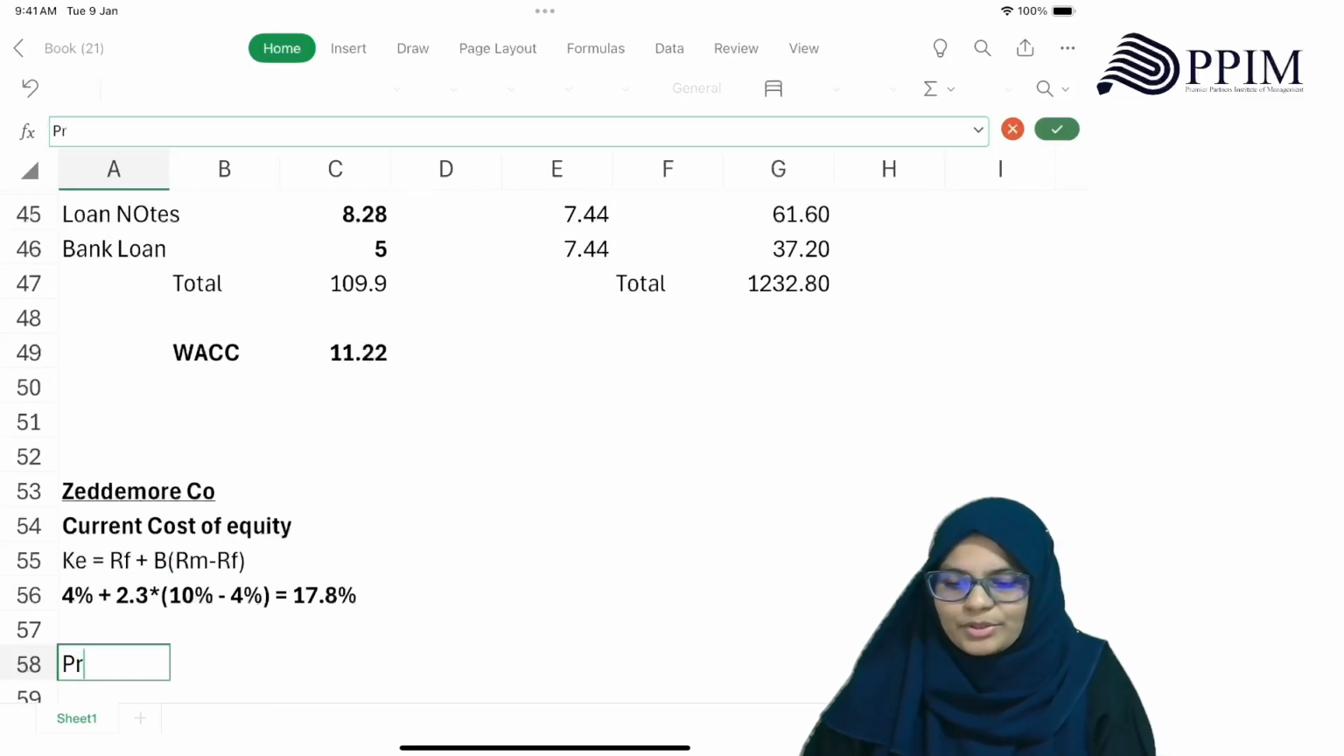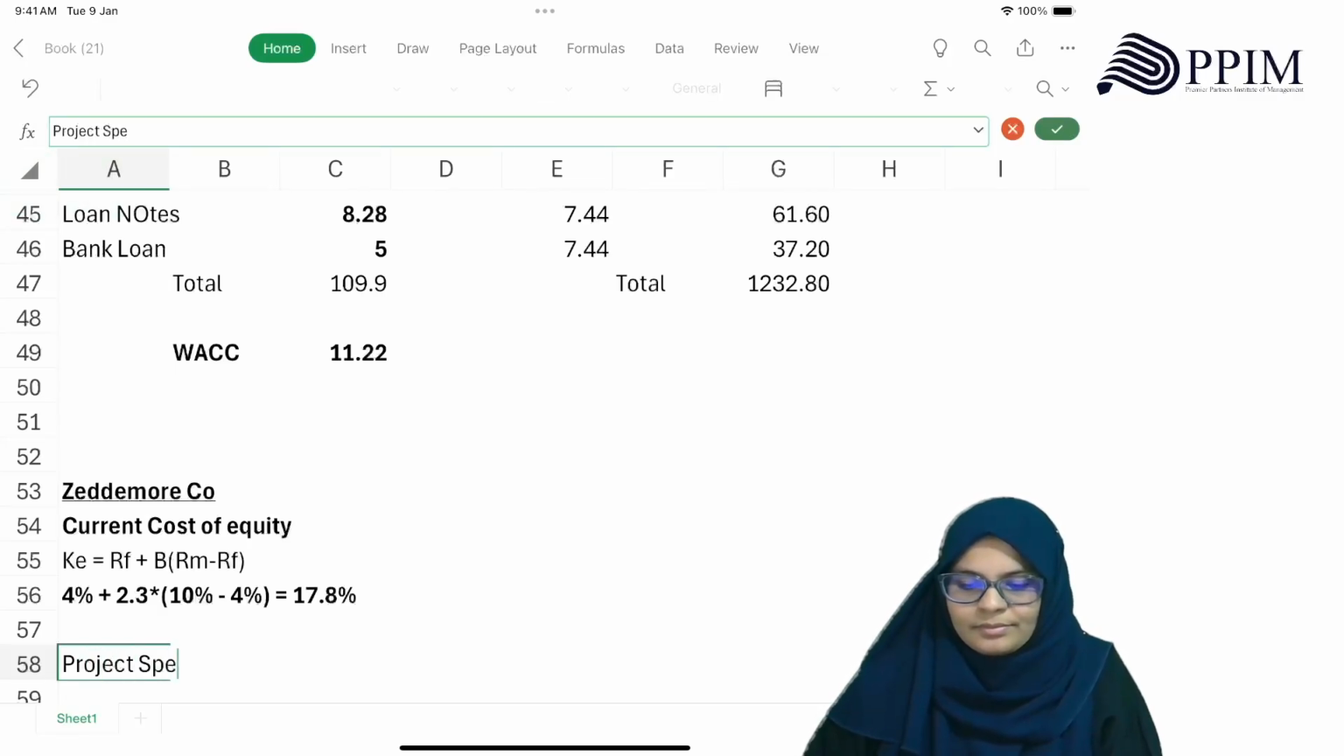Now we need the project specific cost of equity.